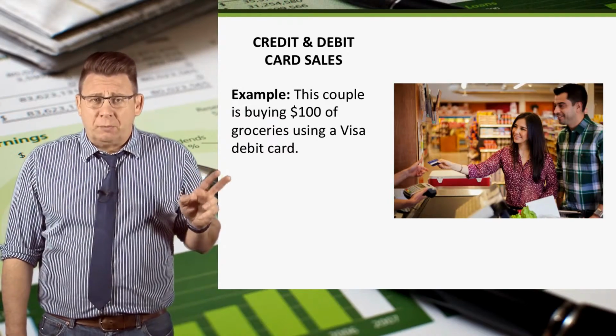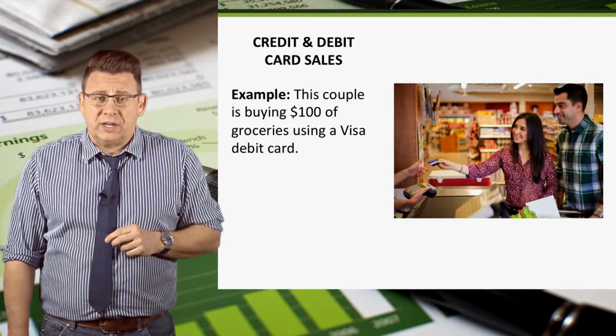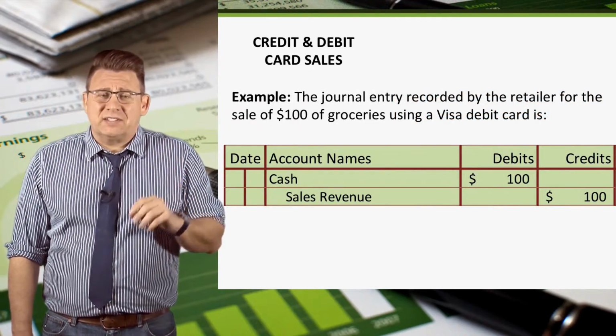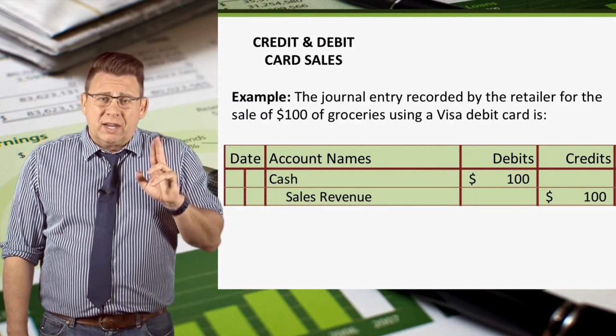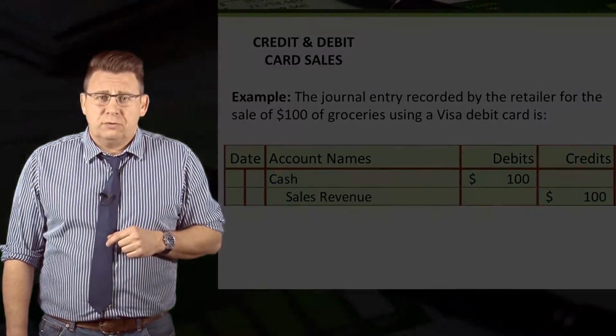Assume the couple buys their groceries using a Visa debit card instead of a Visa credit card. The journal entry would be recorded exactly the same as a cash sale. Cash would be debited and sales revenue would be credited for $100 each.